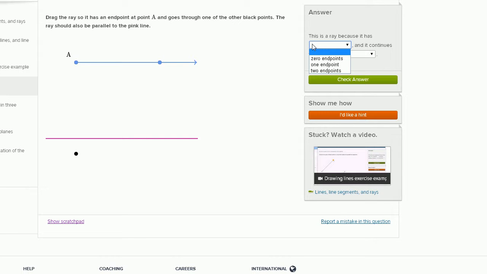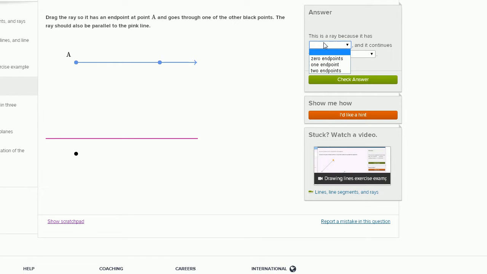A ray is basically like a flashlight. It starts off at one point, then goes off indefinitely. Zero endpoints would be a line. A line is infinite, and it is signified by two arrows. You see this arrow here that they use to signify the head of the ray. If it were a line, there would be an arrowhead here and an arrowhead at the other side too.